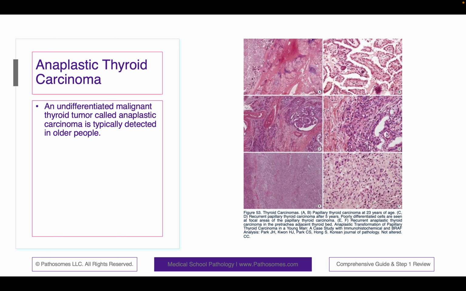And here we can see various thyroid carcinomas on the histology. I'd make myself familiar with that.